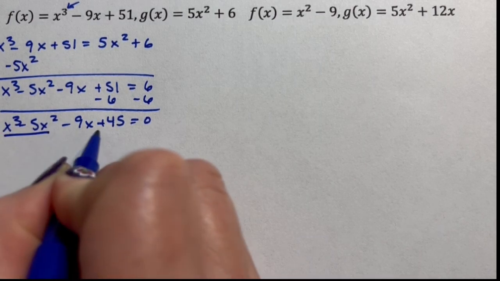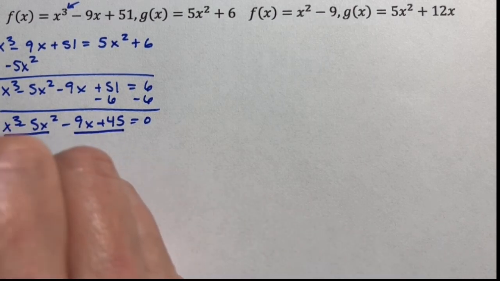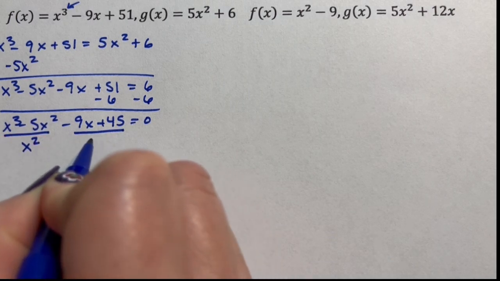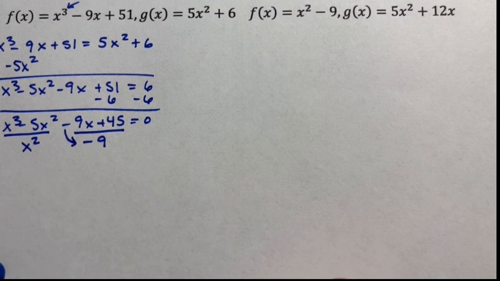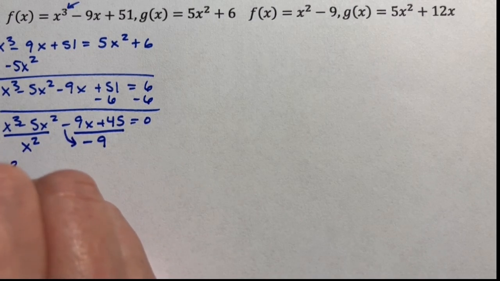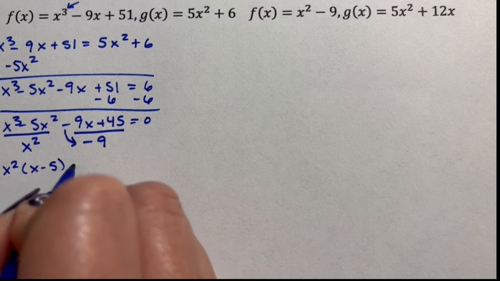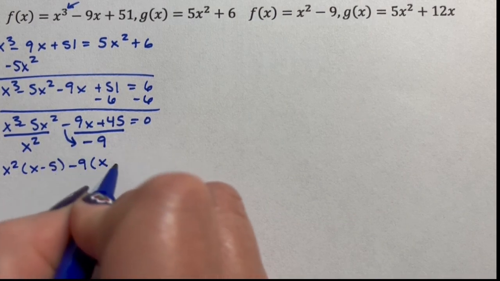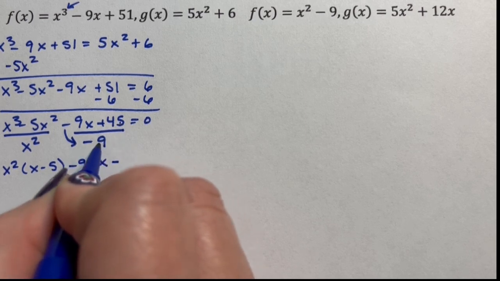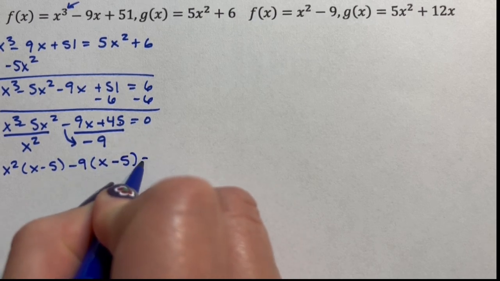So I'm going to group these 2 and I'm going to group these 2. I'm pulling an x squared out of the first 2 terms and a negative 9 out of the second. I always pull the sign down. X squared times x minus 5, minus 9 times x, this is a positive divided by a negative, so it is going to be a negative. 45 divided by 9 is 5.